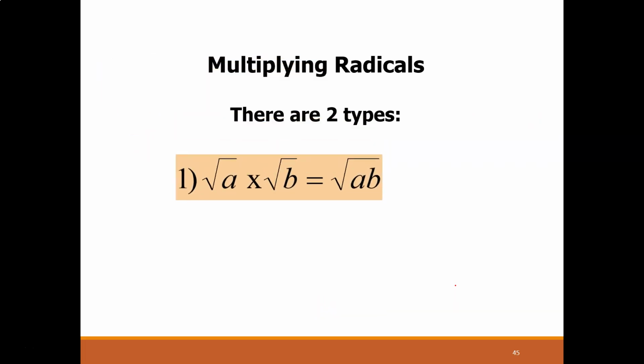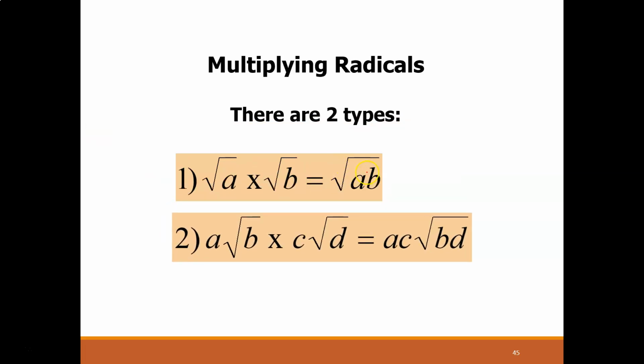Okay, how about this one? Multiplying radicals. There are two types. So multiplying radicals. Surd A times surd B. And then you get surd AB. Radicals kan? Ini adalah radicals. And then you have second one. A times surd B times C times surd D.